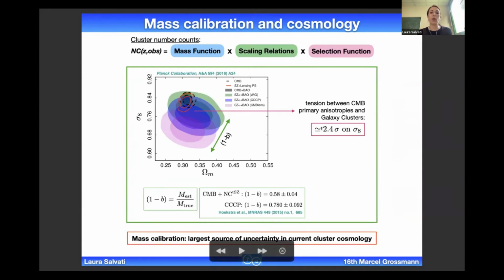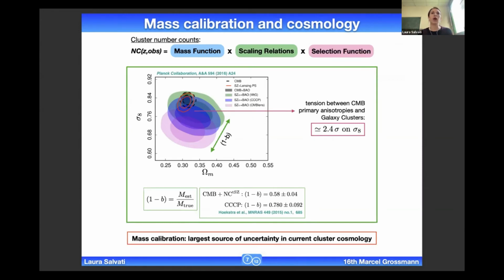So as you remember, we had a 2.4 sigma tension on the sigma 8 parameter. The problem is that having such a low value of the mass bias is really not in agreement with hydrodynamical simulations and most of the weak lensing analyses. So this is our starting point.